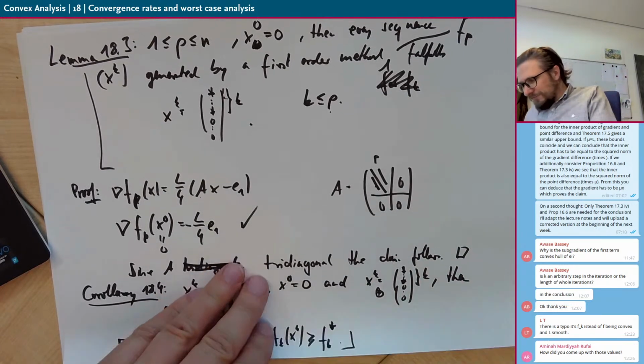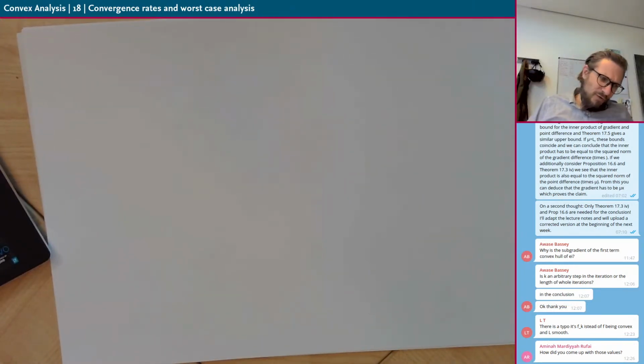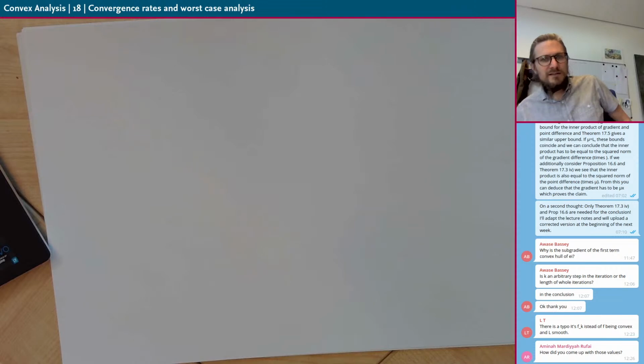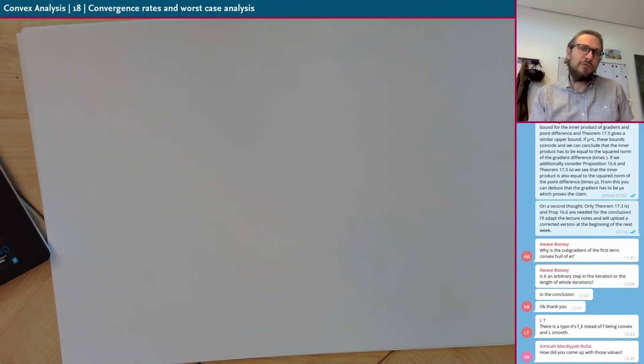Okay, that was a lot of stuff, and on top of that it was mostly theoretical. And it's going to stay theoretical for the next lecture, where we're going to finish the worst case analysis for smooth L-smooth convex optimization, and also for strongly convex L-smooth. But in the lecture after that, we're going to derive and analyze algorithms to solve the problems and see how good they perform in comparison to the worst case bounds.